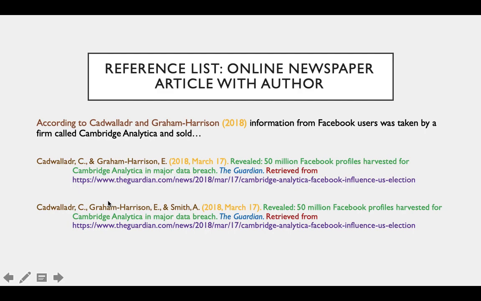In this example, let's say we've got a third writer, okay? So that our and symbol comes here at the end, and we just have a comma and a comma here. Okay, so after each name there's a comma.